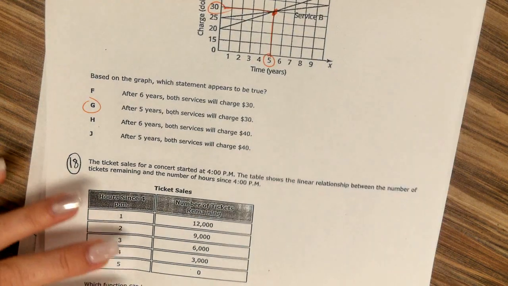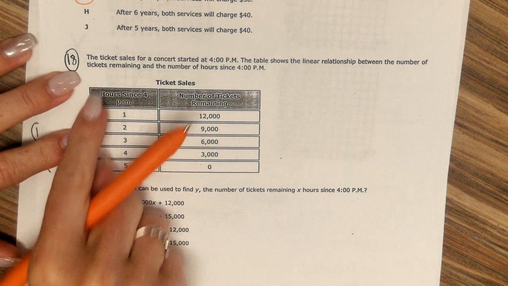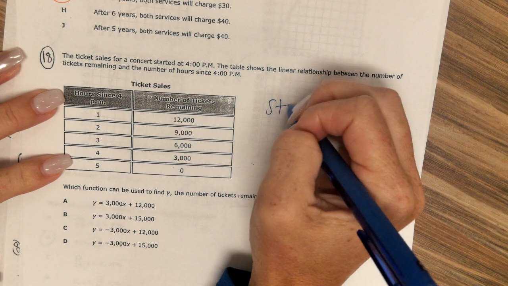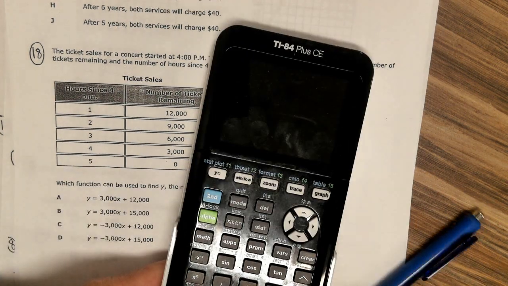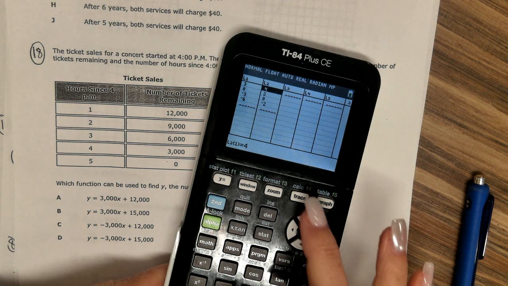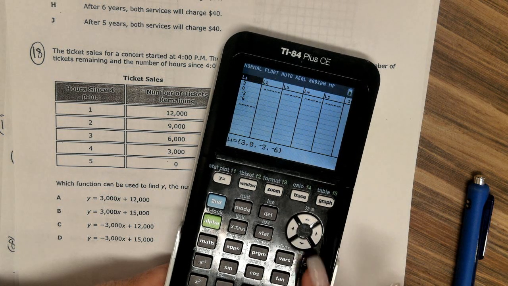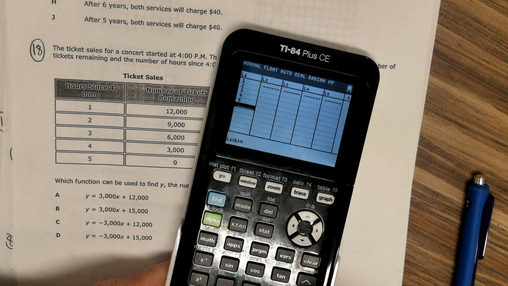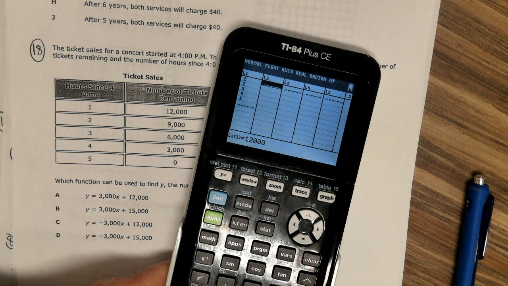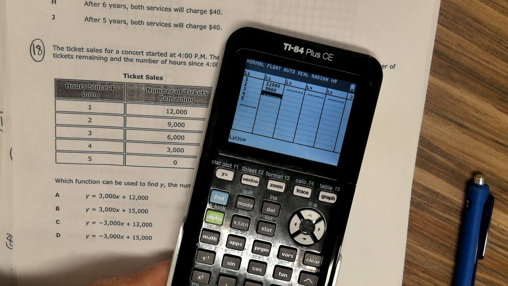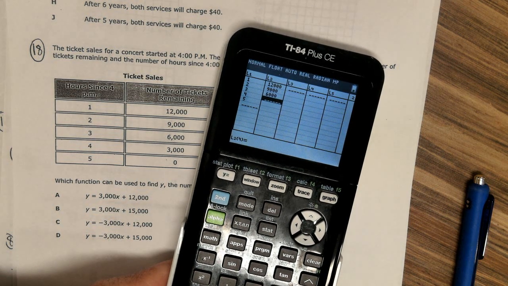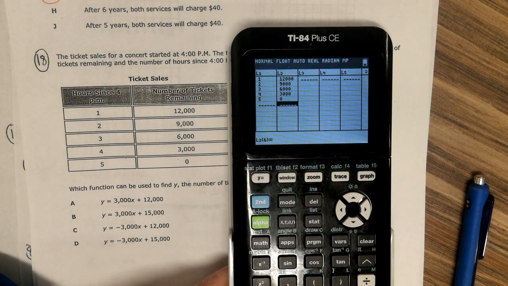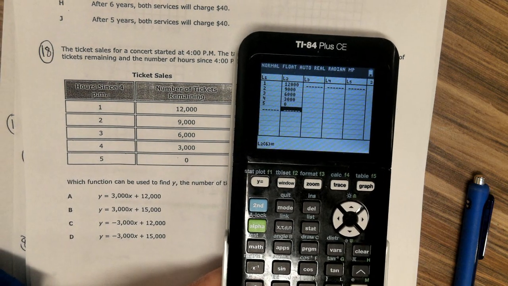Okay, number 18, last question. What do you see right here? Where do we go for tables? Stat. So I'm going to go to Stat Edit. I'm going to clear out my list, and I'm going to type in those numbers. 1, 2, 3, 4, 5. Do not put commas. Okay, once I have the numbers put in, what do I do?